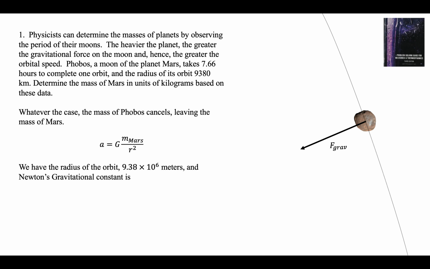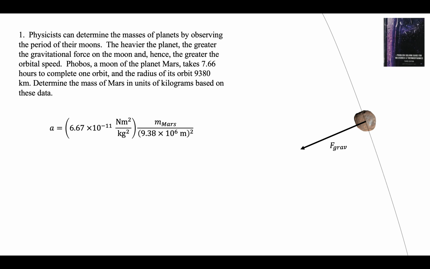We have the radius of the orbit, converting that to meters, 9.38 times 10 to the 6 meters. We have Newton's gravitational constant. We can look it up. You can ask the teacher. 6.67 times 10 to the minus 11th newton meters squared per kilogram squared. We can substitute these in, and we get that, but two unknowns. What do we do now?